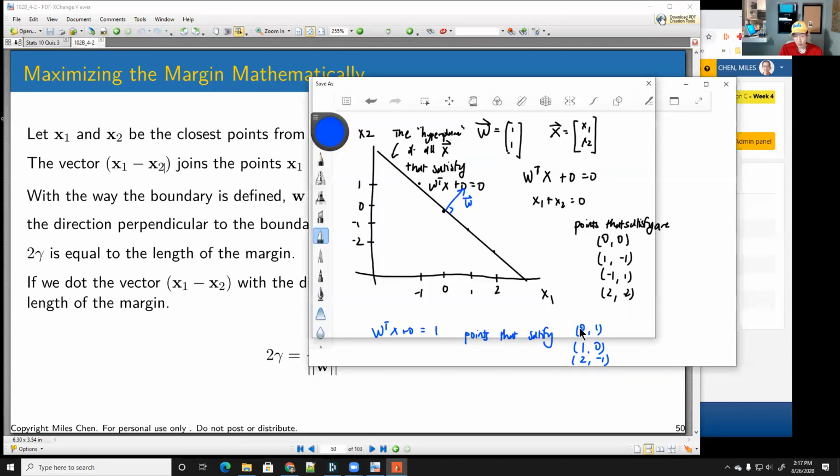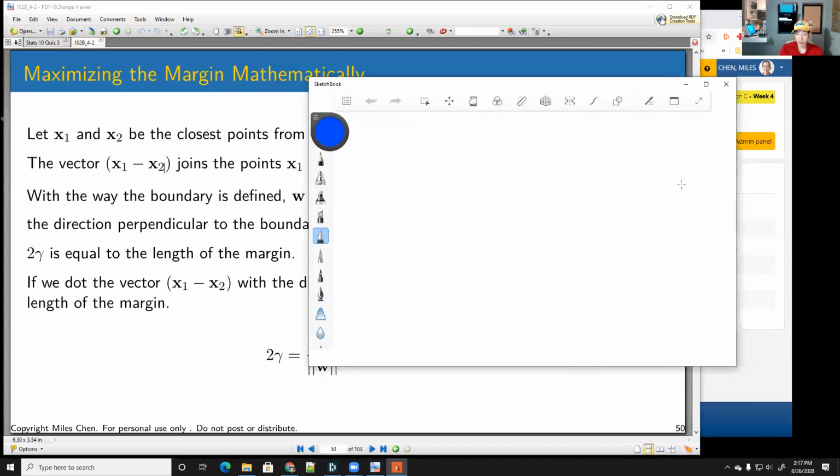Okay. So if we define another w, however you define your w, say w is (2, 1), then w is now this vector.